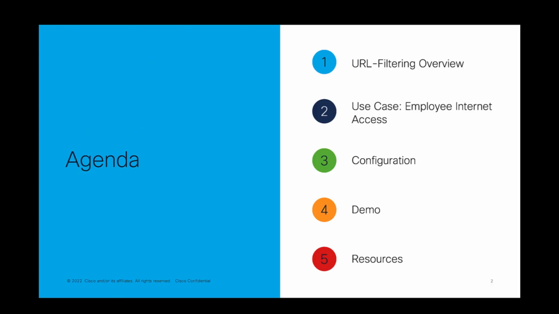First, let's start with a quick look at our agenda for this video. I will start by going over a quick overview of what is URL filtering and some of the use cases where we can leverage URL filtering to enhance security policies for an enterprise network while still providing quality user experience. Then we'll go over the configuration and options required to deploy URL filtering and end it with a quick demonstration of how it works in real time.